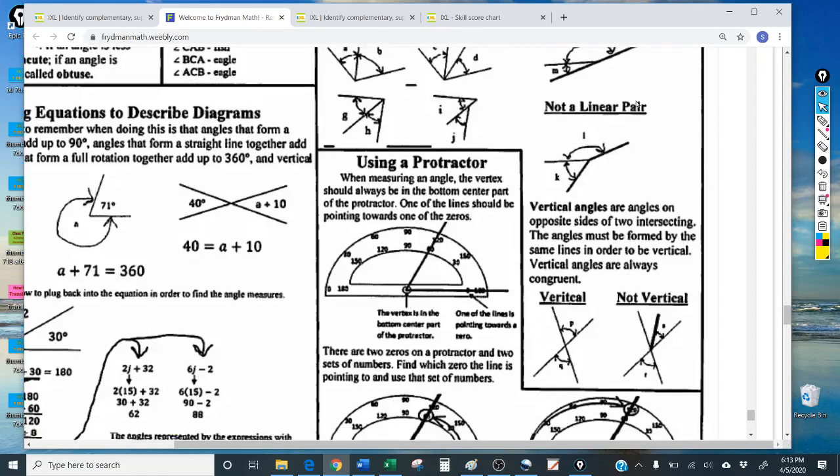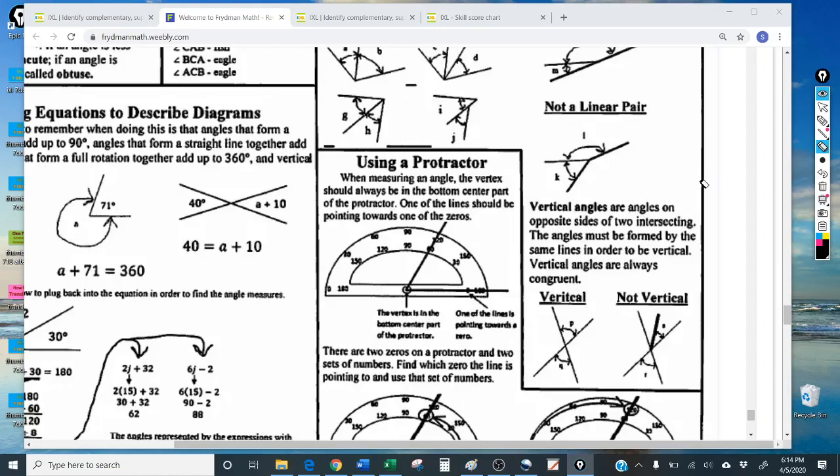Okay, this over here is not a linear pair because even though the angles are adjacent, so they share a common side and a common vertex, they do not form a straight line together. This is not a straight line, so these would not be a linear pair. If we added K and L together in this case, then we would get an angle which is actually bigger than 180 degrees. So it's not a linear pair.